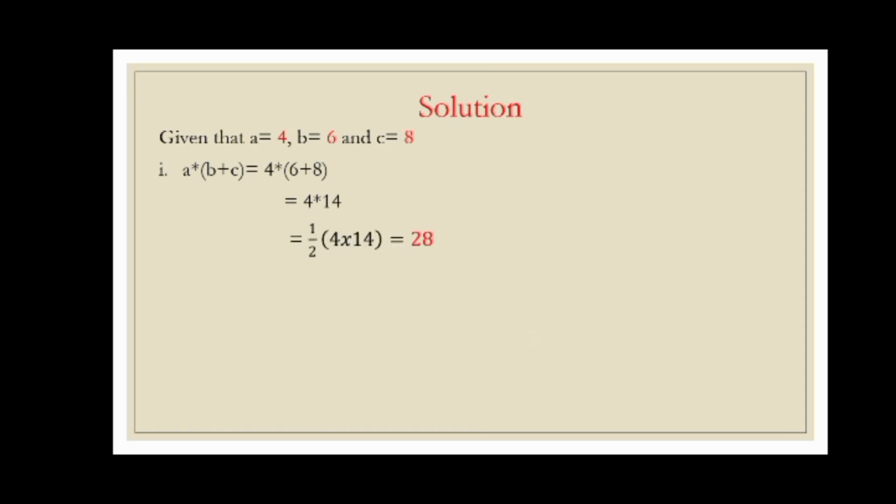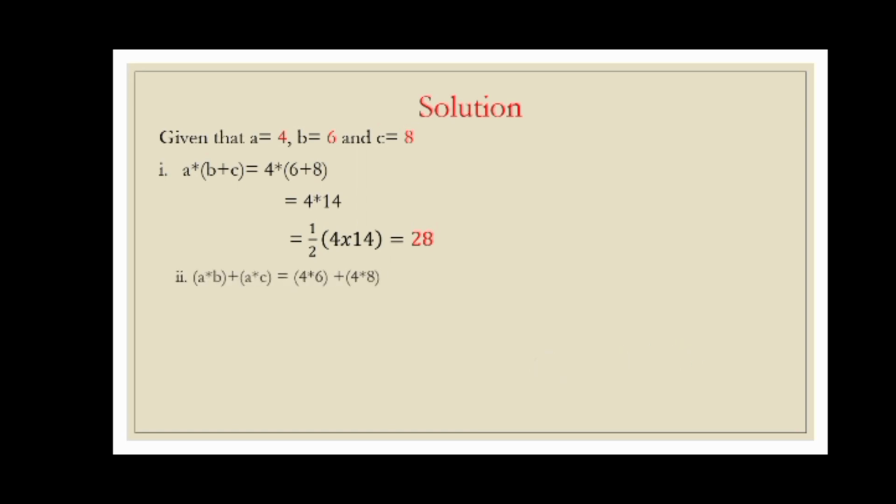So we can now work it out, right? Our definition was A star B is equal to half AB. So our A is 4 and our B is 14. So half of 4 times 14, and the answer is 28. Our answer is 28. Good. Let's look at the second one. We're given (A star B) plus (A star C).